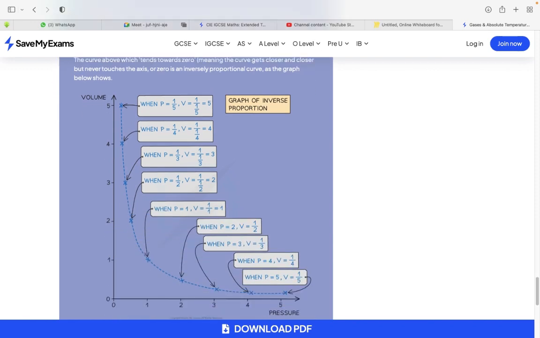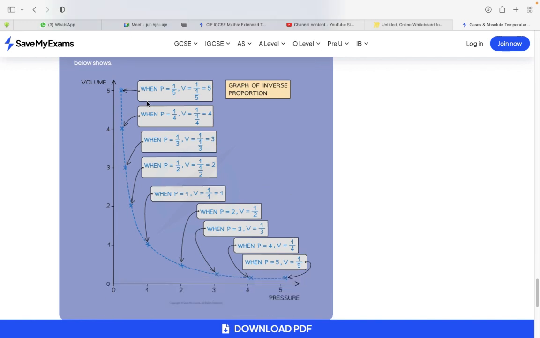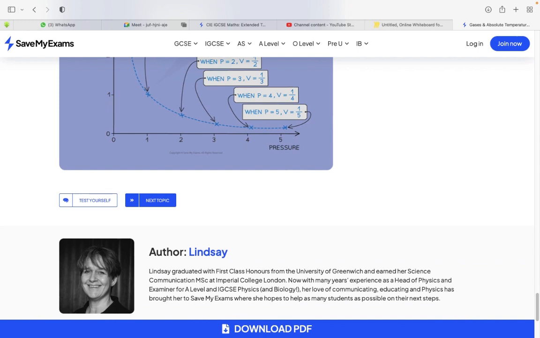Okay, so here are questions. So this is the graph, volume. When P is 1 over 5, V will be 1 over 1 over 5, which is 5, because they are inversely related. If P is 1 over 4, V will be 4. They are inversely related. Is that okay? That's just the logic. And that's why we get this type of exponential decay graph. Okay. Next one.